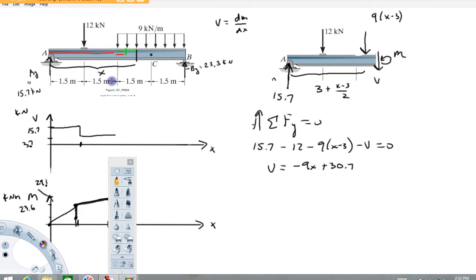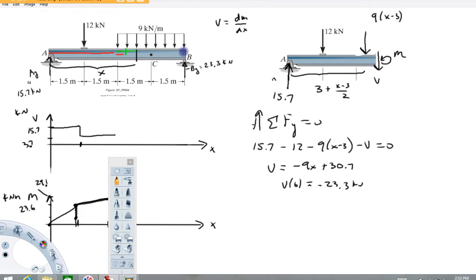If you put in x equals 6, because this function should be good anywhere along here, and I'm going to go ahead and put in x equals 6 all the way to the right, shear at x equals 6, you get a value of 30.7 minus 9 times 3. You get a value of minus 23.3 kilonewtons. Right? Now you'll notice this thing right here is equal to minus 23.3 kilonewtons, and that's curious, right?